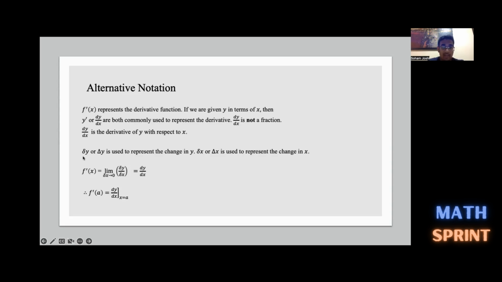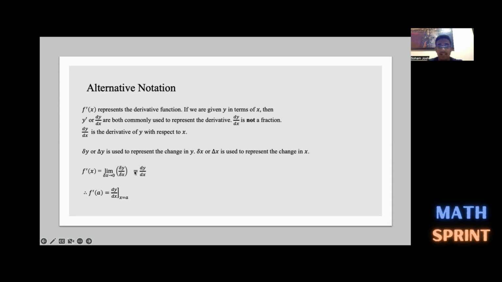Now over here, delta y is used to represent the change in the value of y, and delta x is used to represent the change in x. So note here that this symbol over here, right next to x, if you can see my mouse here, is just the lowercase form of this delta. This capital delta, and this is lowercase delta. This notation was originally used by the German mathematician Gottfried Leibniz, just for your information.